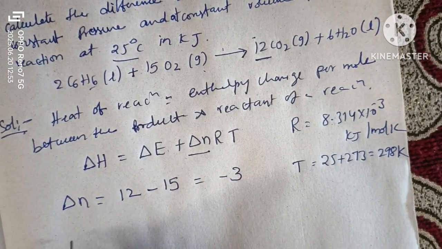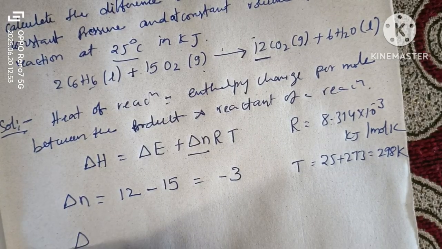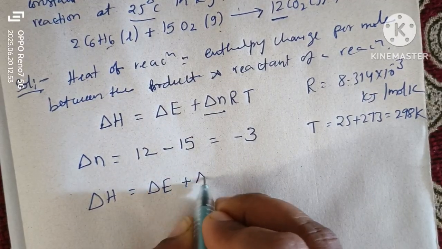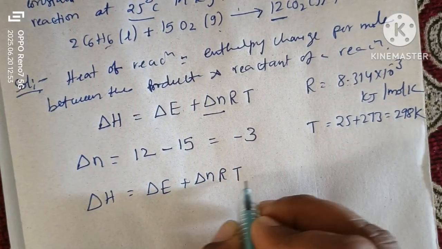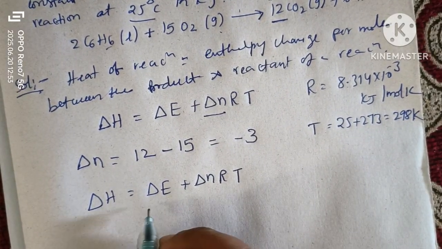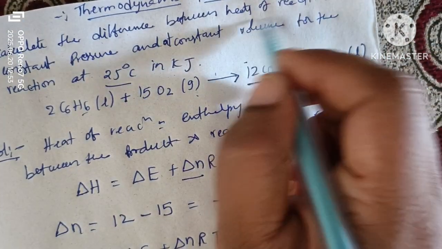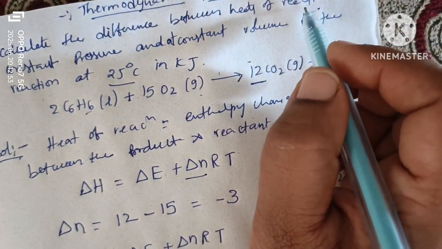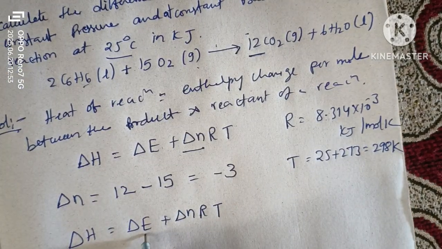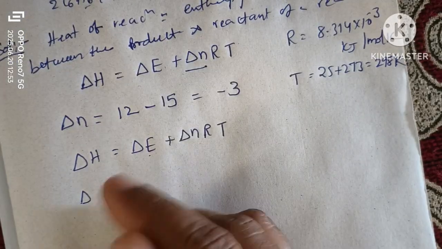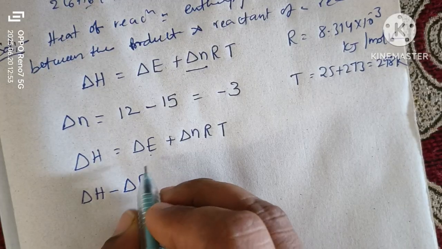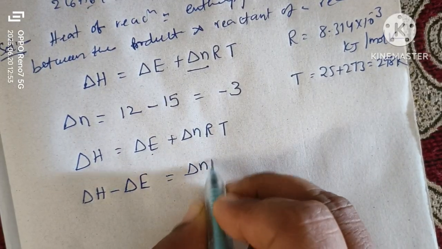So substitute all these values in delta H is equal to delta E plus delta N RT. What we have to calculate is the heat of reaction, which is the difference between enthalpy and internal energy. For that purpose, delta H minus delta E, taking delta E to the left side, is equal to delta N RT.